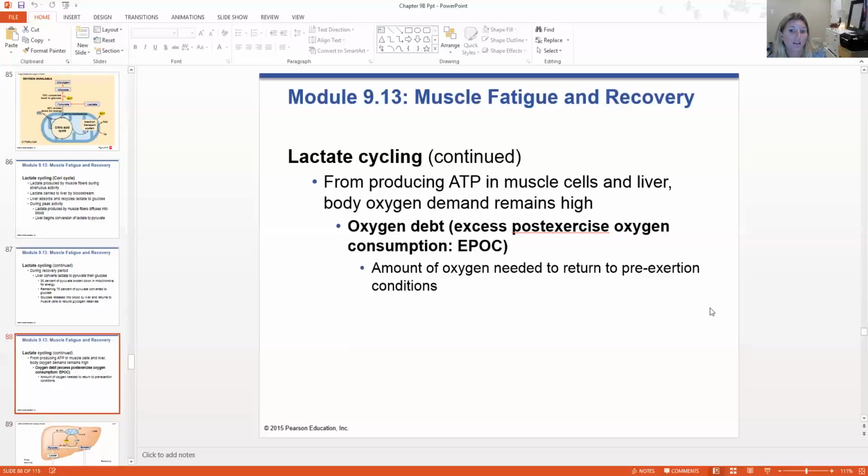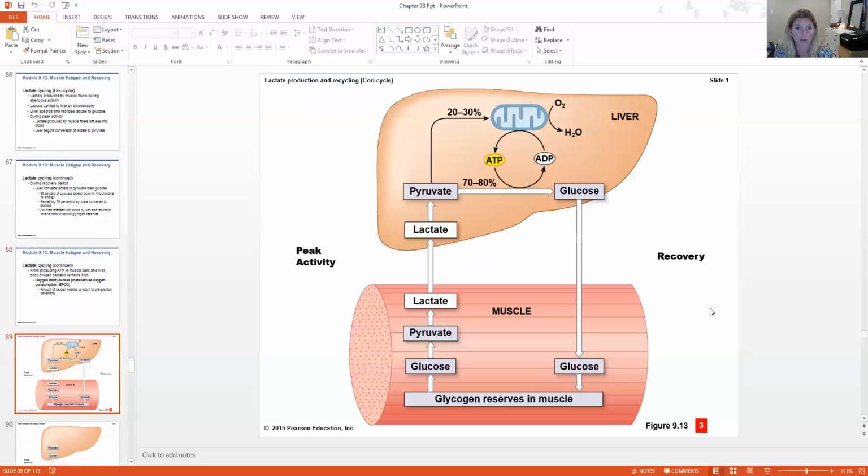So this is an excess post-exercise oxygen consumption, or EPOC, basically the amount of oxygen needed to return to pre-exertion conditions. And this is what I was referring to when I was talking about my marathon training. I know that it's going to take a few days after I get done running for my body to reestablish the oxygen reserves that are throughout all my muscle cells.